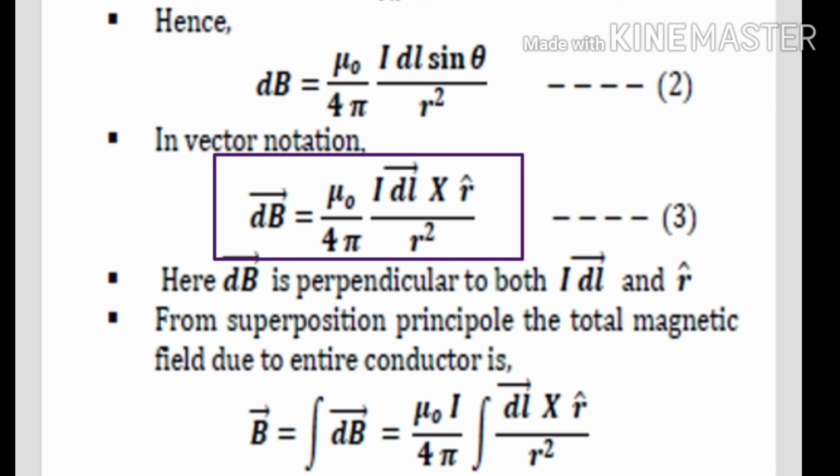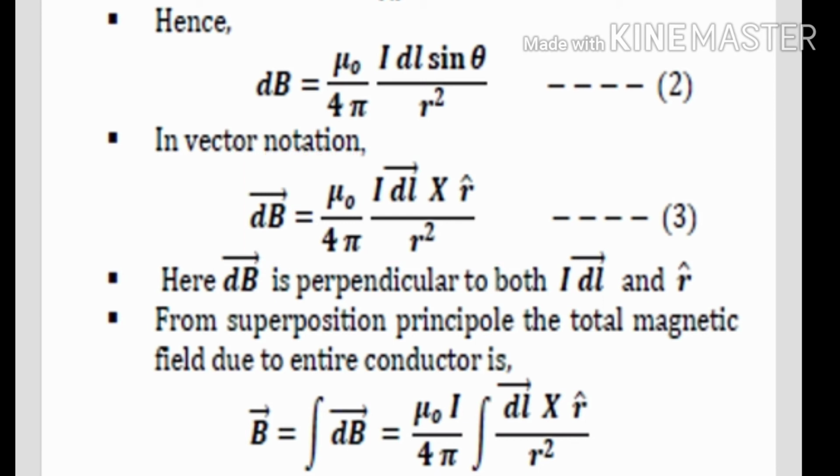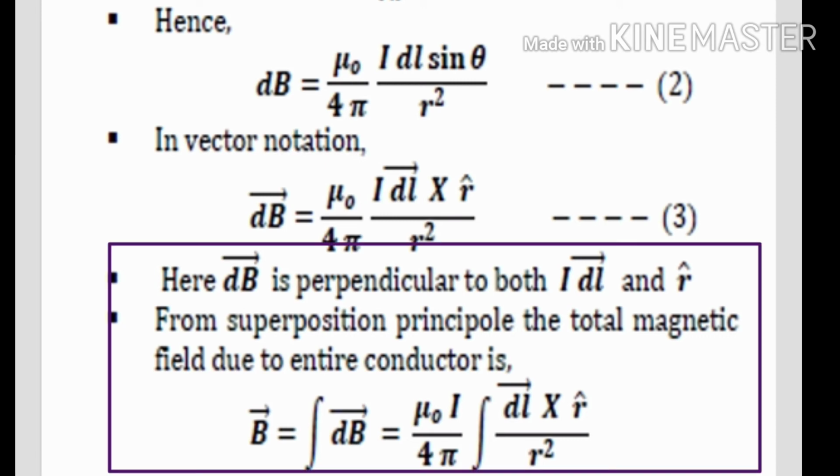We can write the vector form of this equation as dB vector is equal to mu naught by 4 pi into I dl vector cross r cap divided by r squared. Here dB vector is proportional to both I dl vector and r cap. From the superposition principle, the total magnetic field due to the entire conductor can be written as B vector is equal to integral dB vector equal to mu naught I by 4 pi integral dl vector cross r cap divided by r squared.